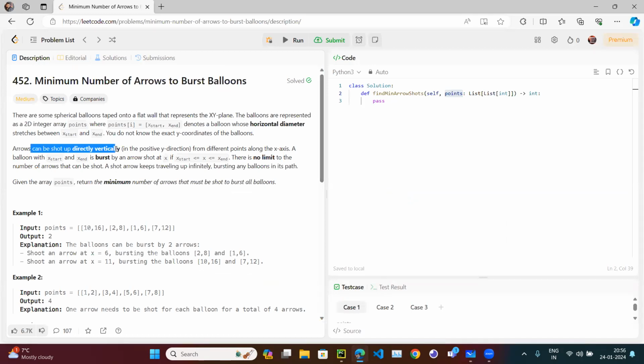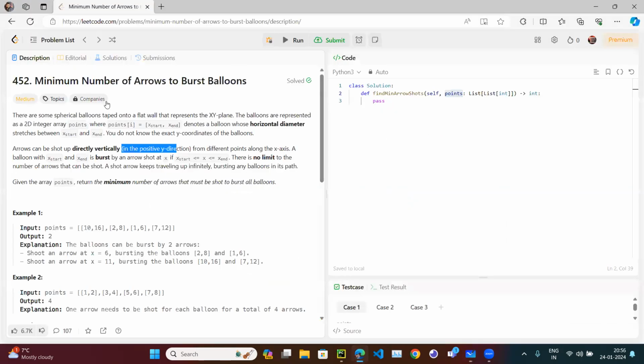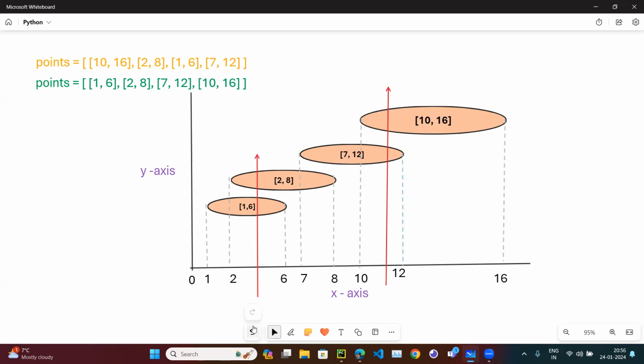Arrows can be shot directly vertically. Okay. So in the positive y direction. What is positive y and what is negative? Positive y means upward and negative y means downward. So they said the arrows, because we need to find the number of arrows to burst the balloons. And to burst the balloons, we need to shoot arrows, right? So arrows are given? No, arrows are not given. We need to find the arrows. So we need to fire our arrows from the y axis, vertically. So we will fire from downwards to upwards, right? It could be any number of arrows. So these red lines are the arrows. Okay.